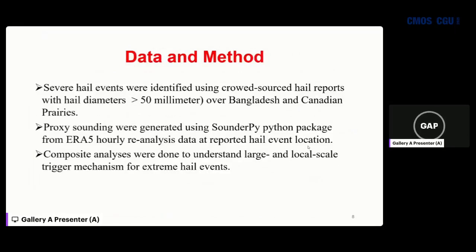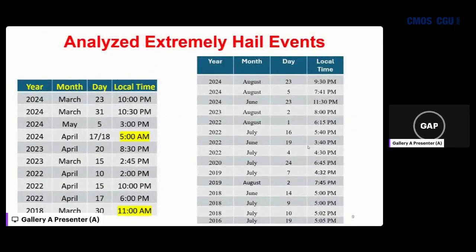Here in the Canadian prairies, I use data from storm chasers, and all the case studies I consider are at least greater than 50 millimeters. So it is the extreme hail event that I decided to study, and at the same time I use ERA5. This is, I think, 10 case studies from Bangladesh and 15 from the Canadian prairies.